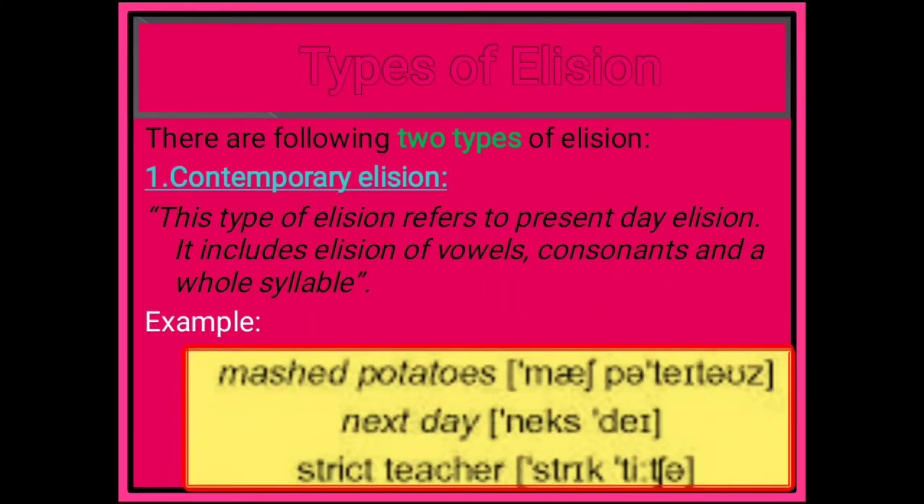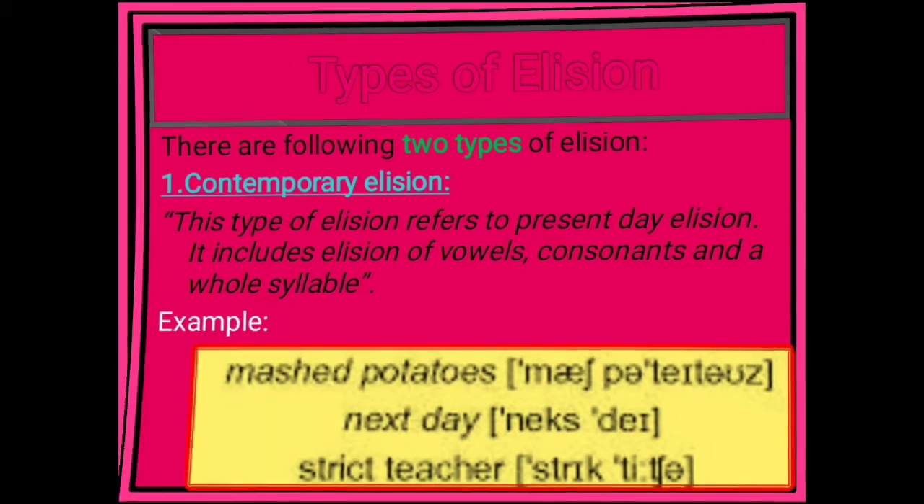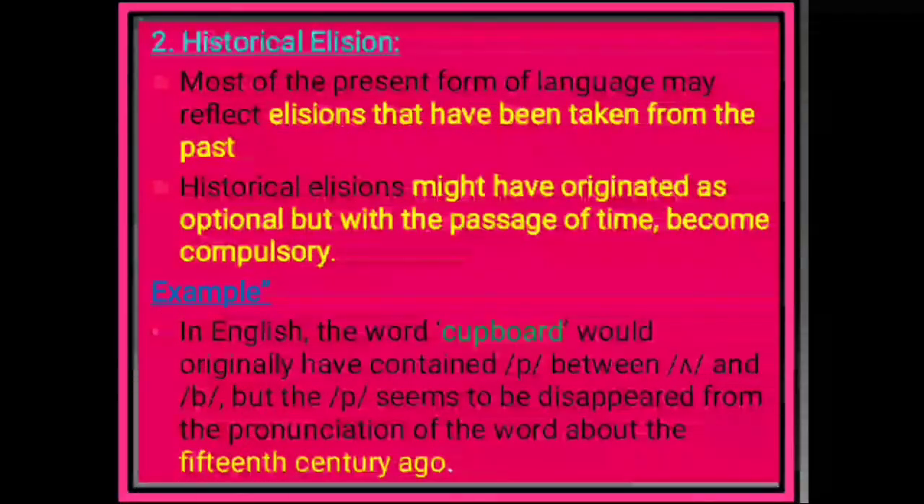The first one is contemporary elision. This type of elision refers to present day elision. It includes elision of vowels, consonants, and a whole syllable. Like mashed potatoes. In mashed potatoes, the ED is dropped, the ED is omitted. The same in next day, the T is omitted, and in strict teacher, the T is omitted.